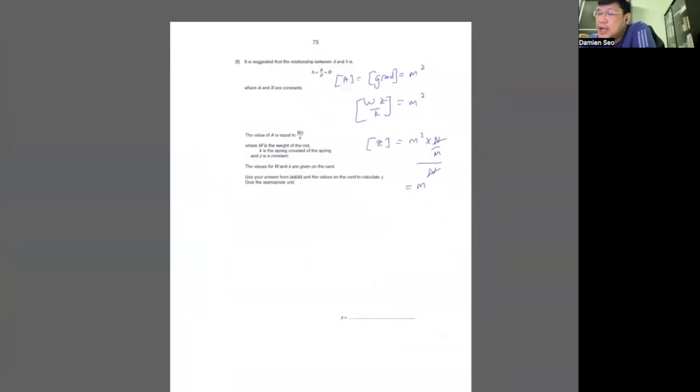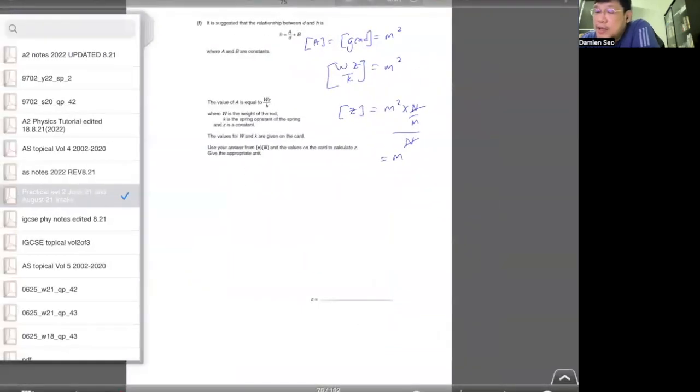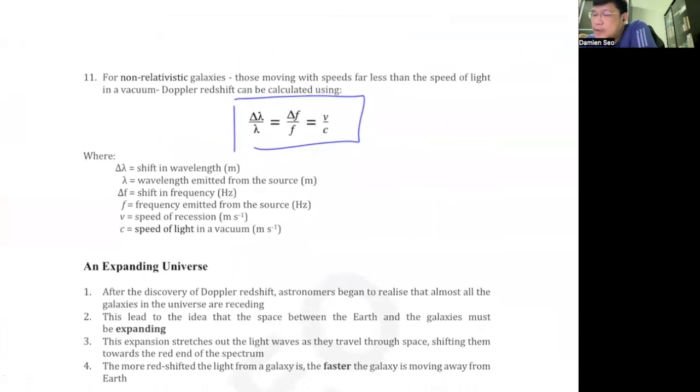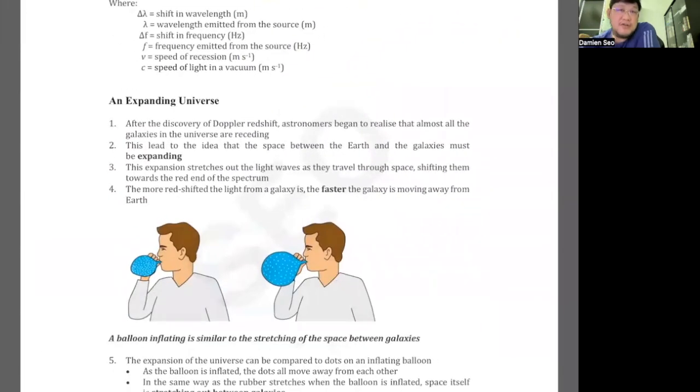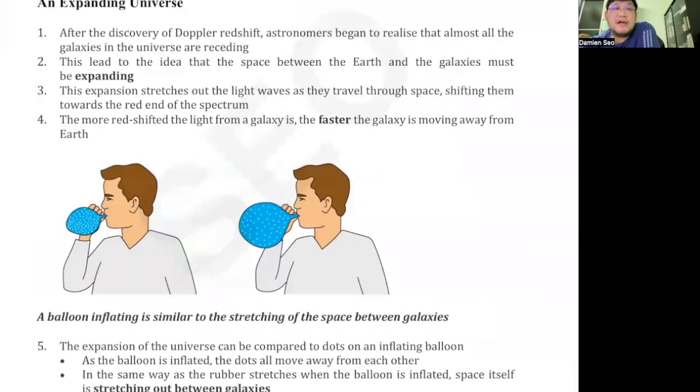Okay, so why are they always moving away? Because of the expanding universe. This is Big Bang Theory.